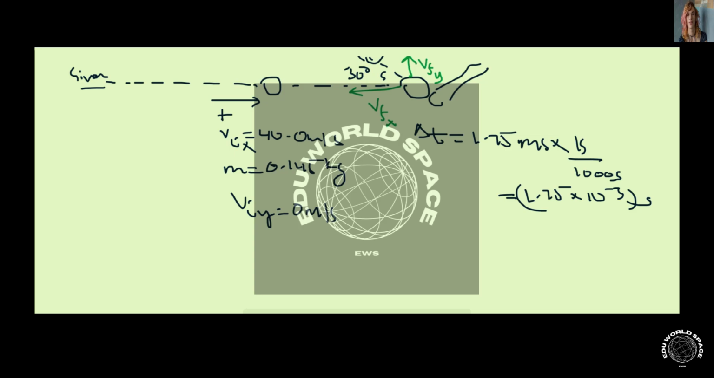We want to find the horizontal component of the average force. And we also want to find the vertical component of the average force. So, we're calling it F average x and then F average y. Looking at this problem, you always have to think about the ball in terms of x and y.